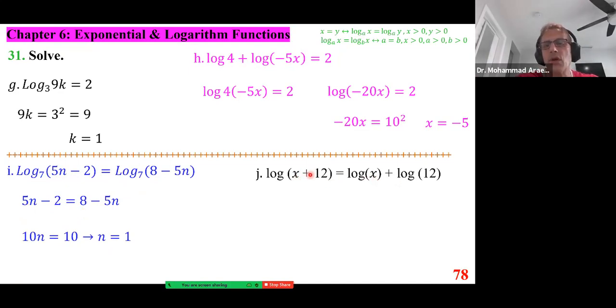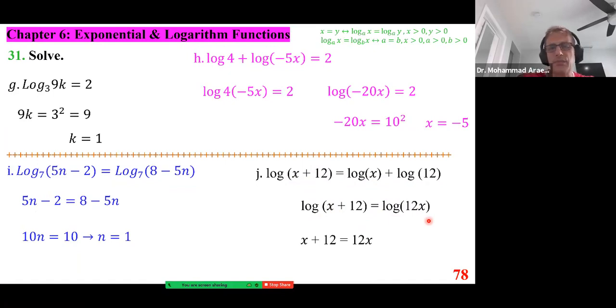Whenever you have logs all over the map, then you have to bring each side to a single log. This one is fine, this one is not. Put them together. x times 12 gives you 12x. So now the left side was fine. The right side is also a log of a single argument. So because they have the same base, namely 10, they are common logs, then x plus 12 and 12x, their argument must be the same. This is simple. You subtract the x, you get 11x, you divide by it, you get to the answer.